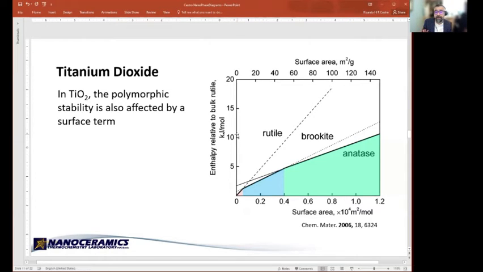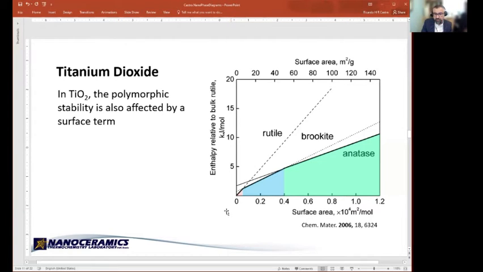And what you see is that, first, similarly to alumina, there is a change in stability of the phase at the nanoscale. When your grain surface area is negligible, close to zero, rutile is the phase you expect to be more stable.